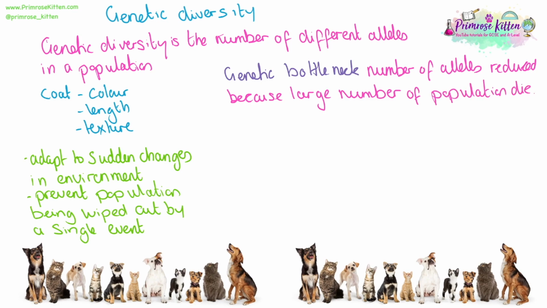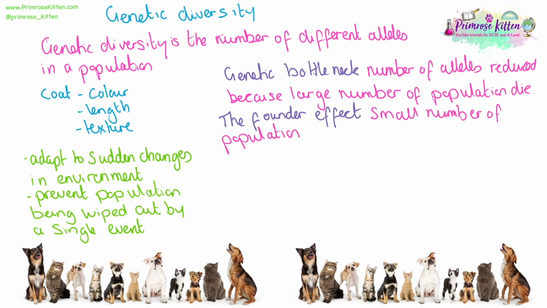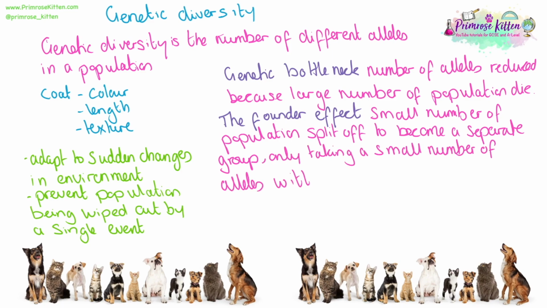When a large number of the population die and there are only a few alleles left. It can also be small due to the founder effect, where a small number of the population splits off to become a separate population or a separate group or species. They will only take a small number of alleles with them, restricting the genetic diversity.